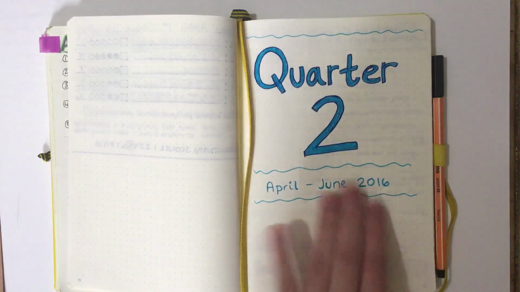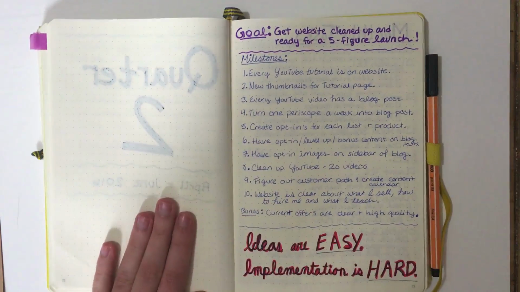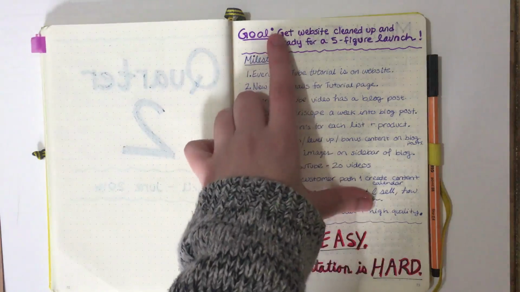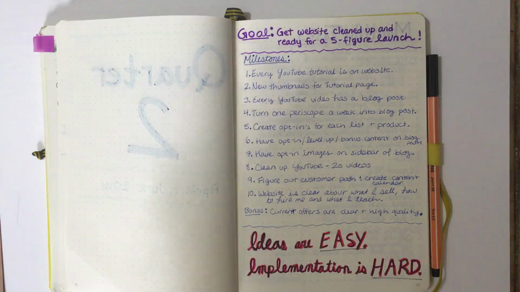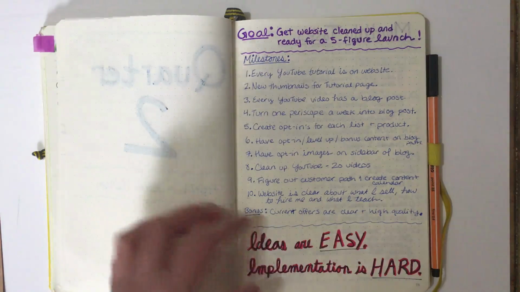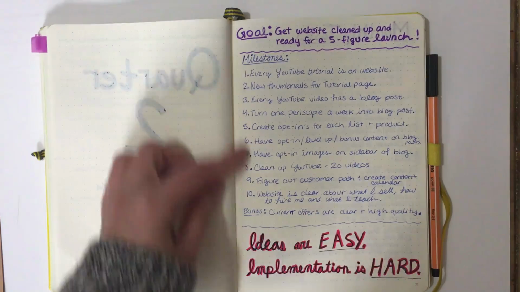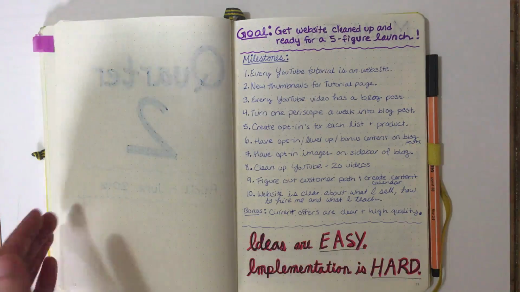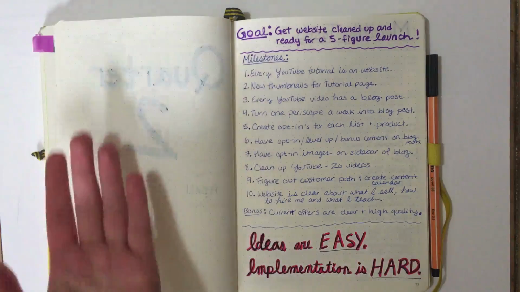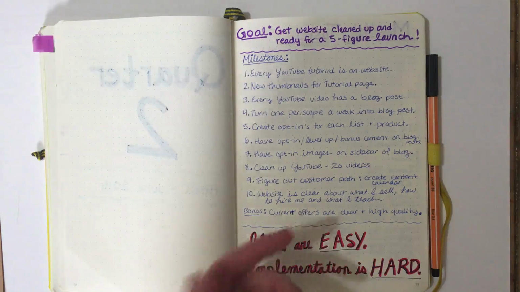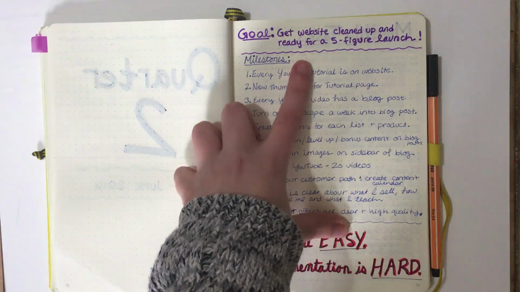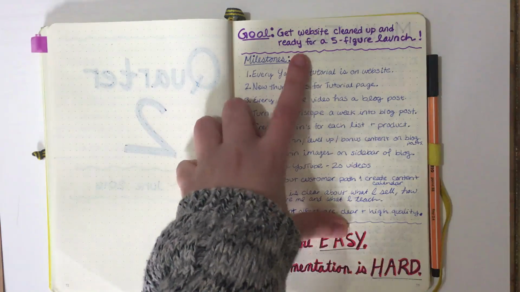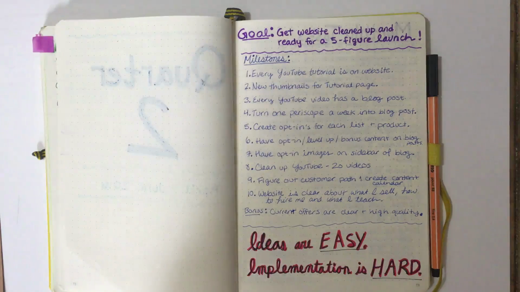Nice little header page. Then we go to my goal. So my goal for this quarter is to get my website cleaned up and ready for a 5-figure launch. Then I write down 10 milestones that I have to hit in order for me to say that my goal has been accomplished. The goal as I've written now is not measurable or really quantifiable. What does it mean for my website to be cleaned up and ready?